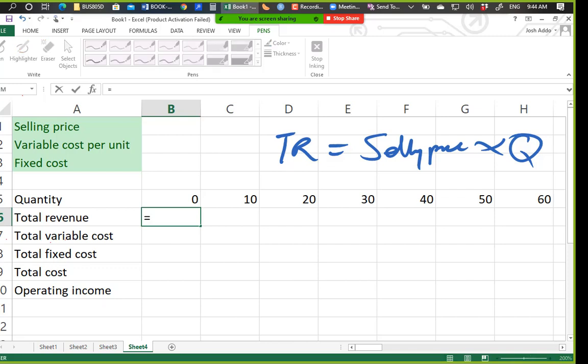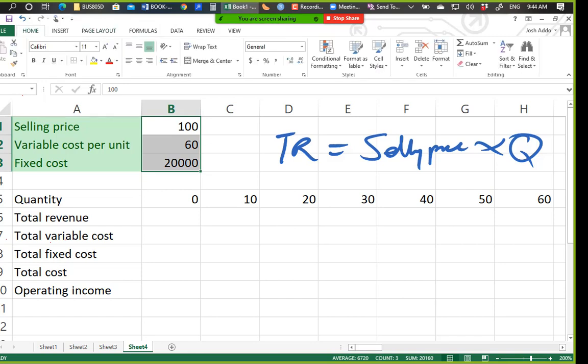Selling price per unit. Okay, I have not fed the figures. So let's assume that our selling price per unit is 100. Our variable cost per unit is 60. And then let's say our fixed cost is, let's say 20,000. It can be any figure, we can change them. And let me make it accounting like.